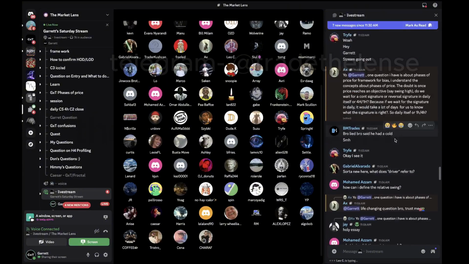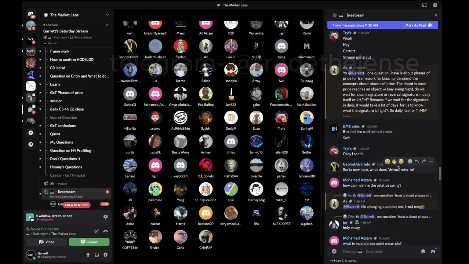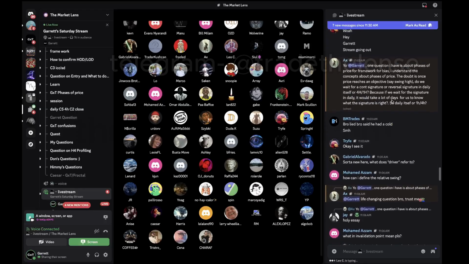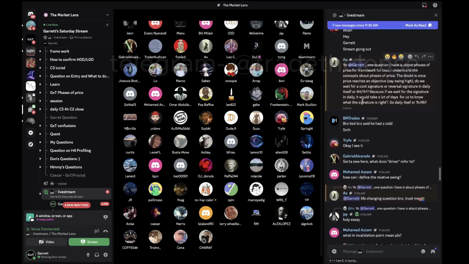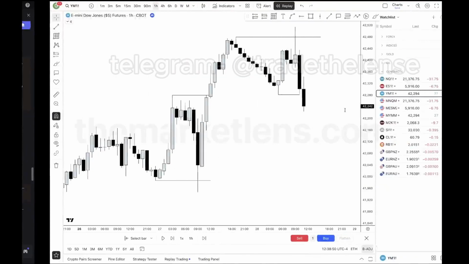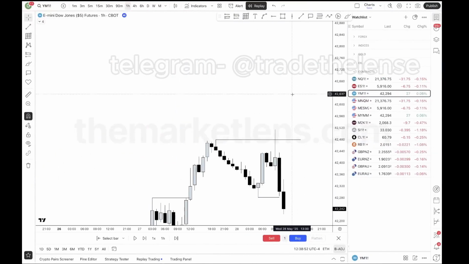But it doesn't make sense, Axe. But you've got to use phase of price on everything. Every time you hit a relevant level, this is where we're going to see a phase of price delivery. If it's going to be a reversal, you're going to see it on the lower time frame. If it's going to be a continuation, hold on, there's a very specific situation when you're going to see continuation.